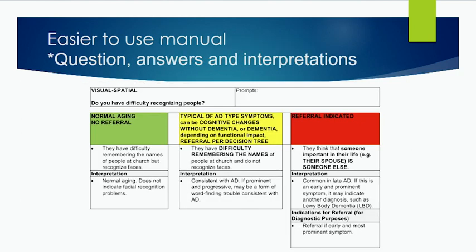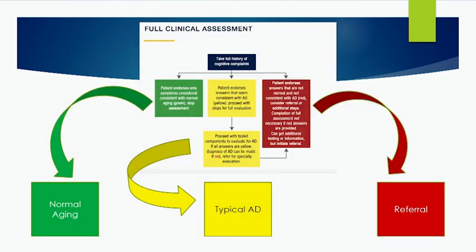And then in the easier to use new manual, the answers, the reference manual, it's set up vertically instead of horizontally like the other one. So in the original toolkit, you had your full clinical assessment that was done if not everything was green on the screening, okay? And you got to 3 boxes. If you went through the entire full assessment and everything was consistent with normal aging, great, typical AD, and needing a referral. And that's pretty clean and it's pretty easy.